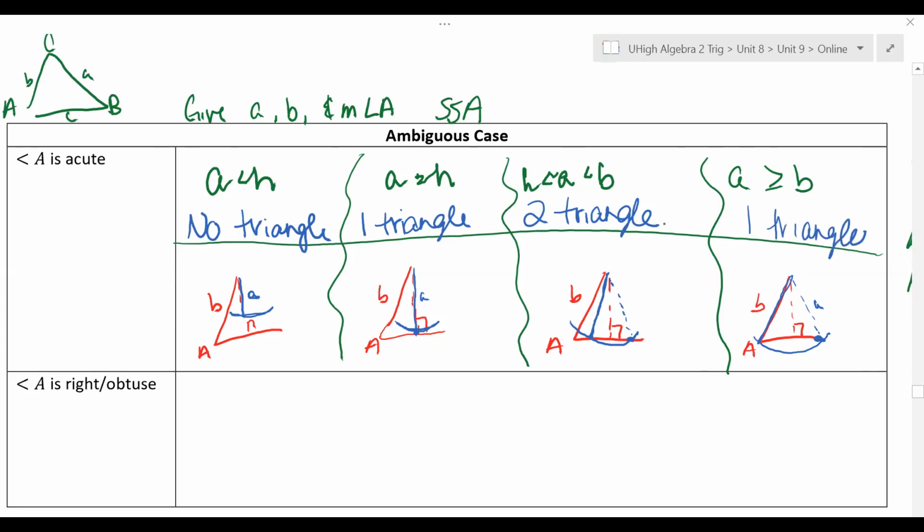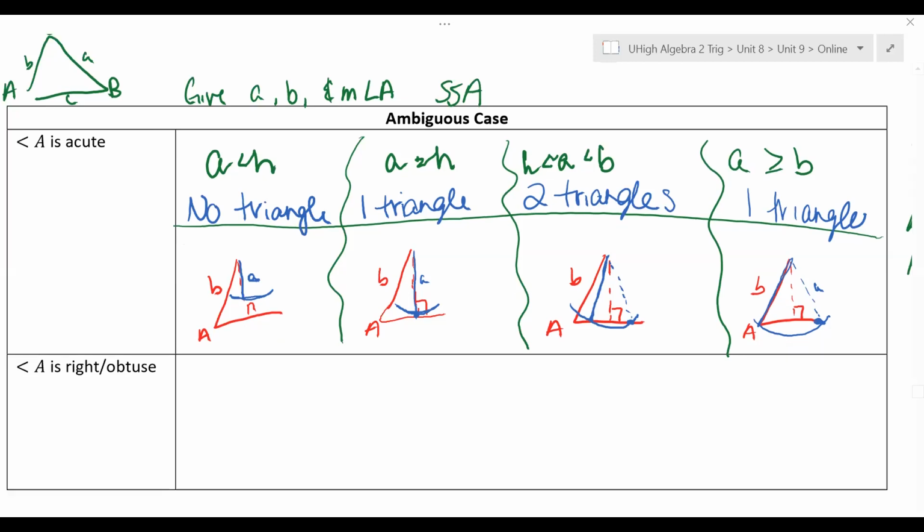It's triangles. There's two. Okay. So when we're looking at this ambiguous case, I'm given A, B, and the measure of angle A. If the measure of A is acute, I could have 0, 1, or 2 triangles, and it depends on how A relates to my height and to the other side length that's given.